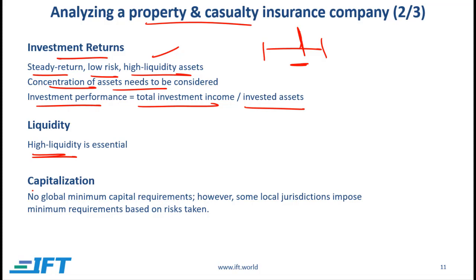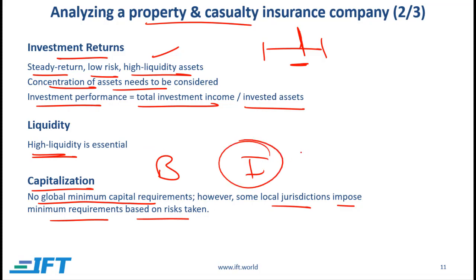In terms of capitalization, there are no global minimum capital requirements. However, some local jurisdictions impose minimum capital requirements based on risks taken. So this illustrates a difference between the banking industry and the insurance industry. Banks often tend to be global. That's why we have global standards. Whereas with the insurance industry, the standards tend to be driven based on particular countries or jurisdictions.